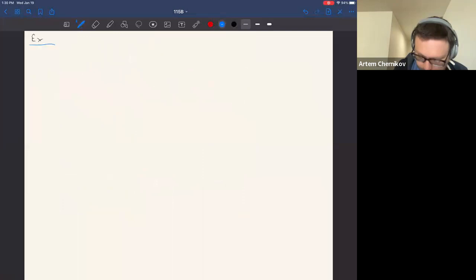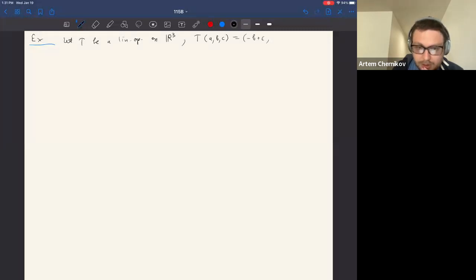Example. Okay. So here we consider a linear operator we have already seen in the previous lecture. So let T be a linear operator on the space R cube, defined by saying that T of (A, B, C) is equal to (minus B plus C, A plus C, 3C). So we have some operator like this in the example.